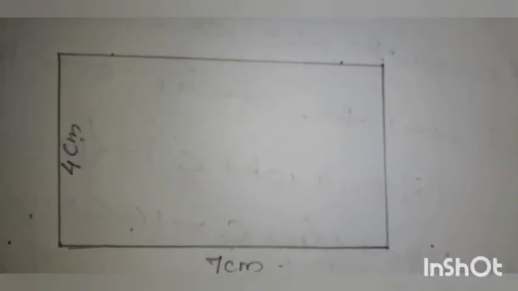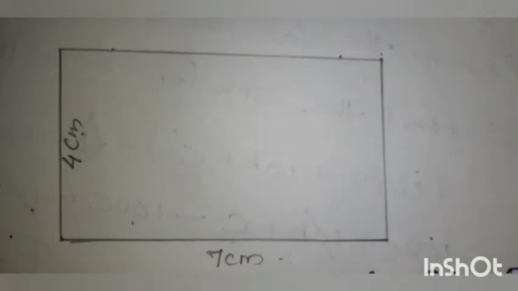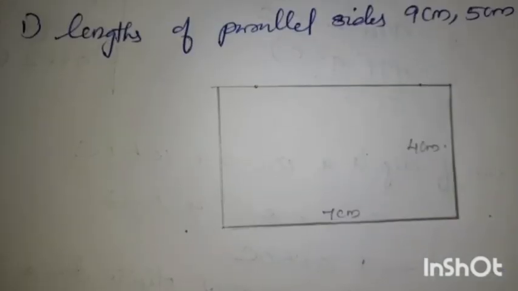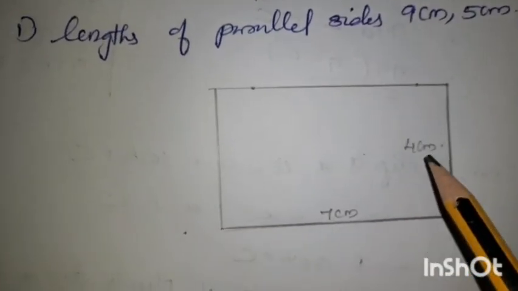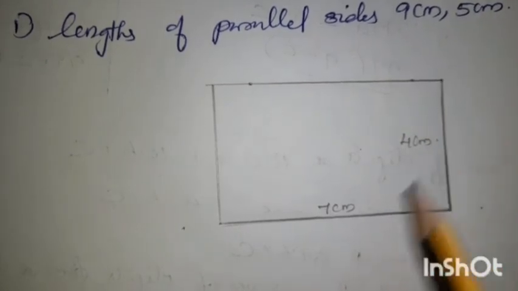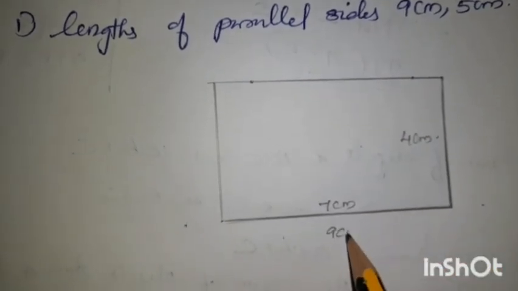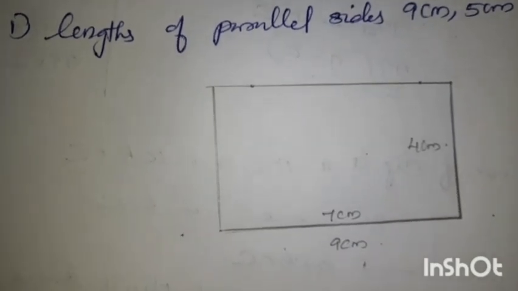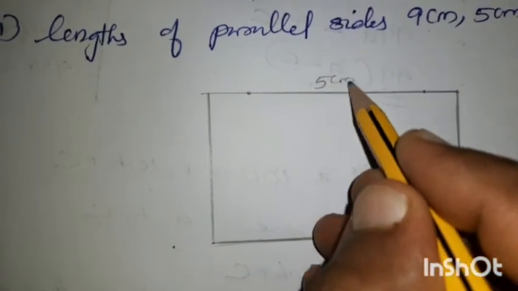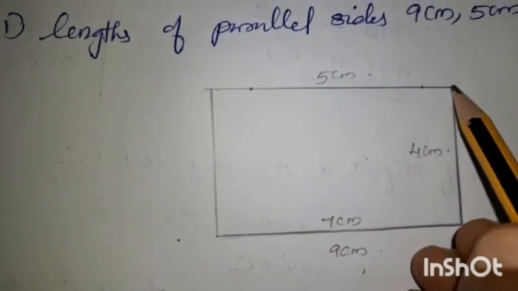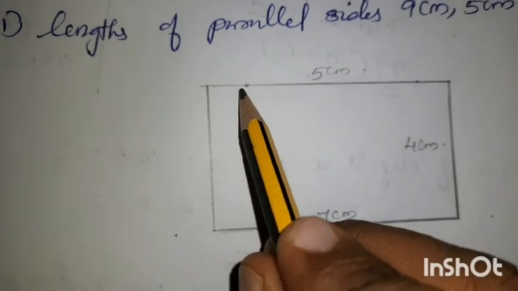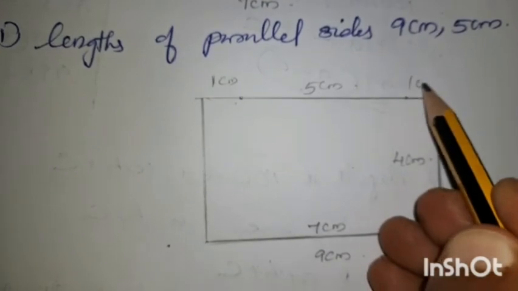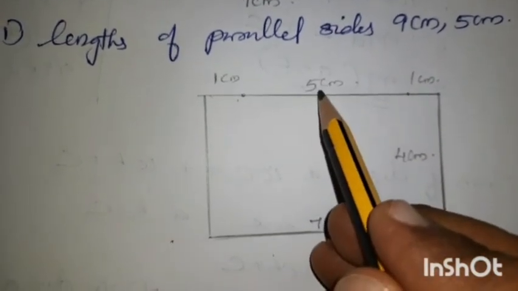So draw a rectangle of length 7 cm and 4 cm width. Then we have to convert it into an isosceles trapezium with parallel side 9 cm here, and 5 cm here. That means of the total 7 cm we have to reduce 2 cm from the top. 1 cm you should reduce from both sides. So you will get the remaining 5 cm.